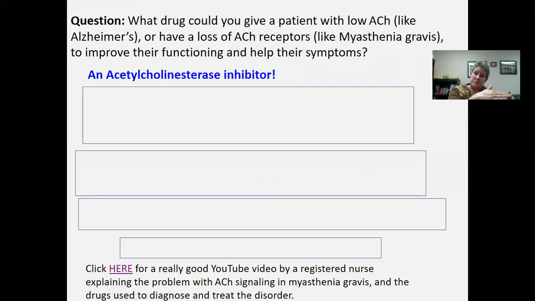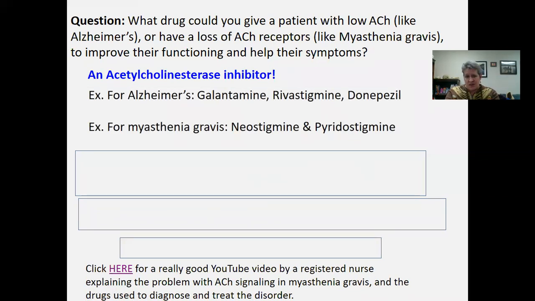So now I've given you a flip side. Here's when an acetylcholinesterase inhibitor is bad. Here's when it's good. For Alzheimer's, they typically prescribe these types of drugs. You're not going to have to memorize that. For myasthenia gravis, they prescribe neostigmine and pyridostigmine. Those are very common drugs.